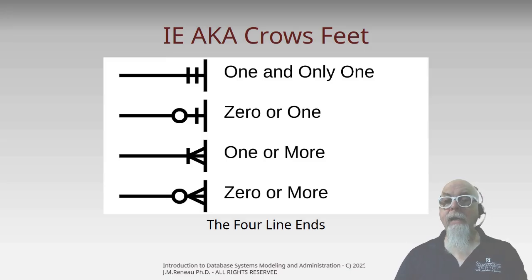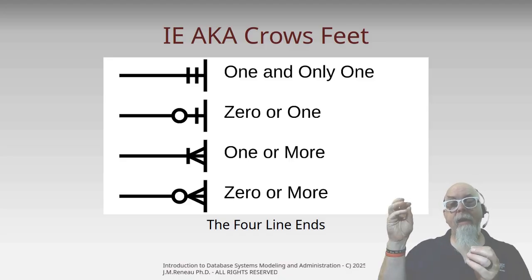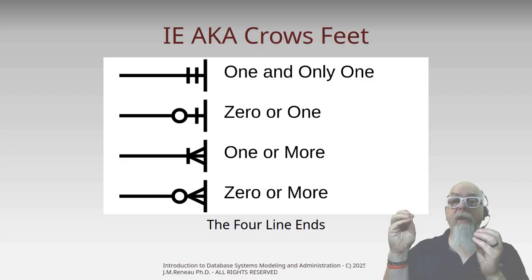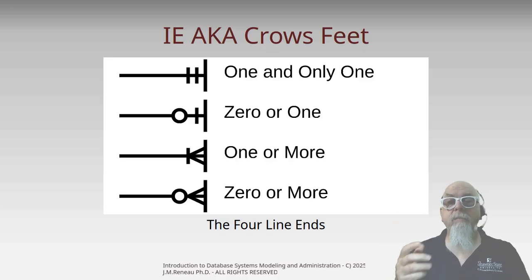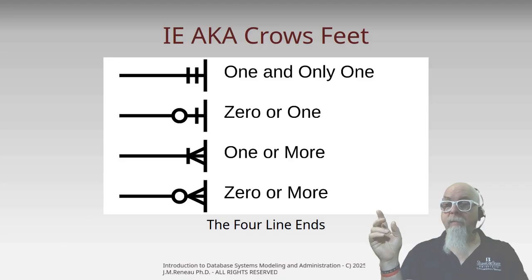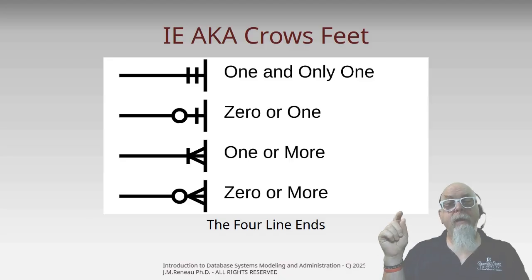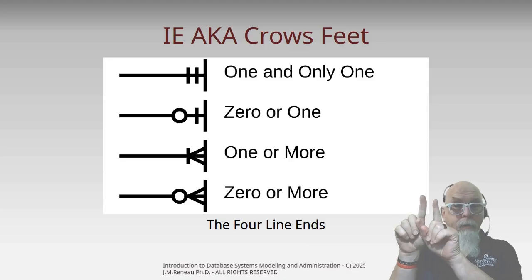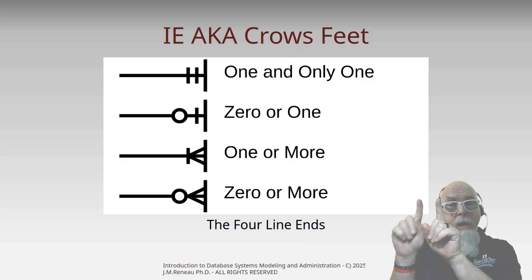In an IE entity relationship diagram, we have these things we call crow's feet, and they replace the arrowheads on both ends of our arrow and define the cardinality. Just commit these four crazy shapes to memory and commit their definitions. When you look at them, you should be able to see, for instance, the first one, it's two bars, one and only one. So the two bars say one and only one.